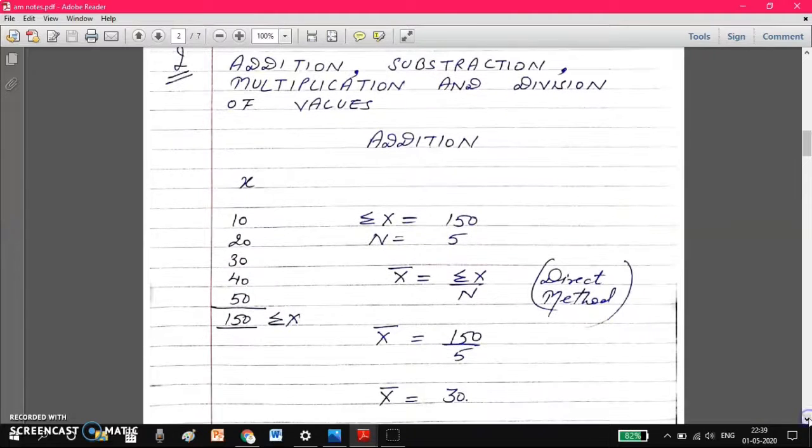So first we'll calculate the mean of X with the direct method. X is 10, 20, 30, 40, 50. We'll add all of them, and that will be the summation of X. Fine, and we'll count how many numbers are there. There are 5 numbers. So we'll divide the summation of X by N. This is the formula, summation of X by N, that is 150 by 5. The mean will be 30, and the mean will be of only the X series. Nothing like addition, subtraction, multiplication, division is done yet.